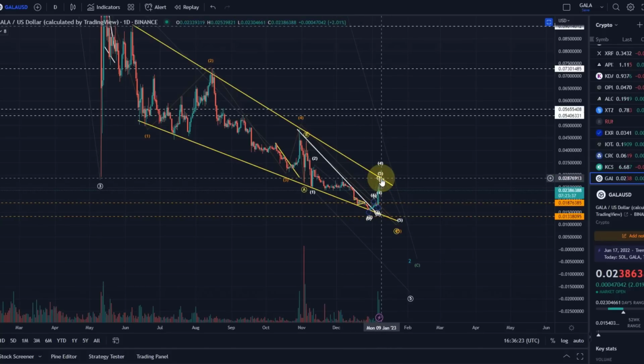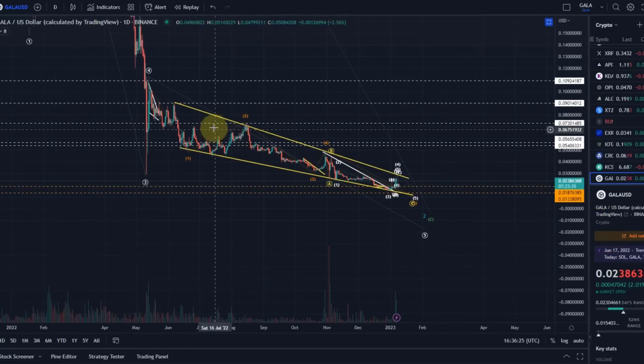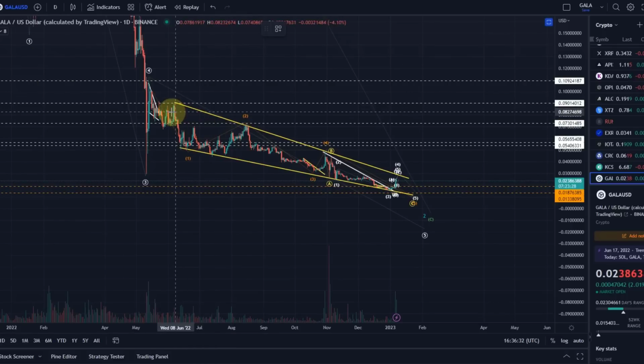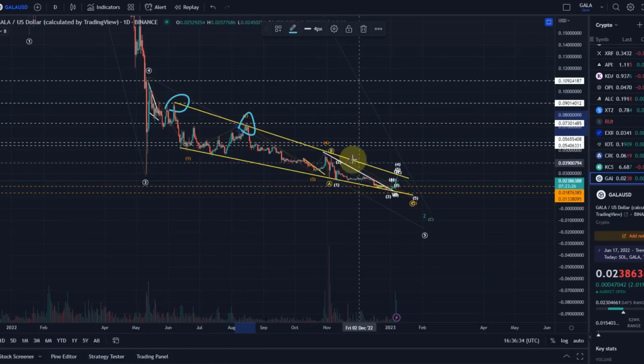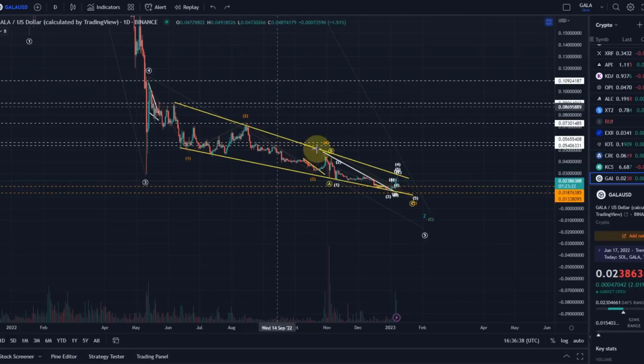At the moment, my assumption is still that we are going down because the daily chart is still down. You can see we make lower lows, lower highs. So there's no reason to get overexcited. Lower high, lower high, lower high. We haven't even broken out of the wedge yet. So all of these things are not done yet.